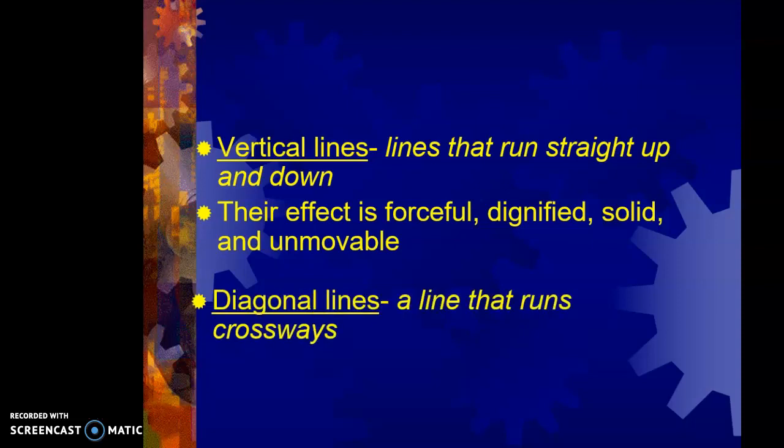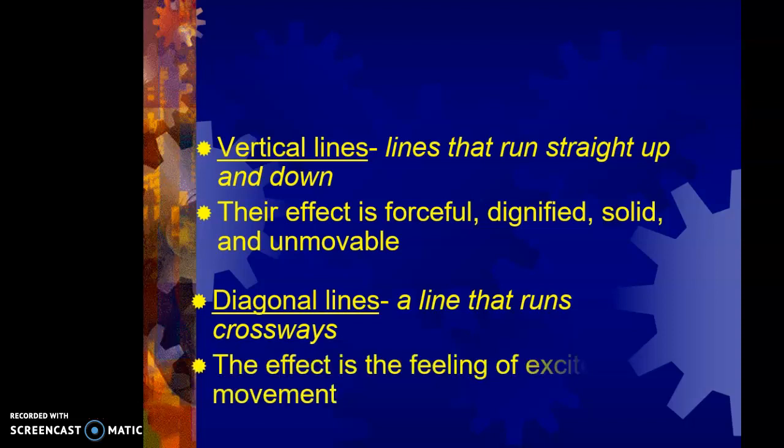Okay, diagonal lines are lines that run crossways. These have the effect or feeling of excitement, movement. Imagine a motorcycle racing around a track, the angle at which that goes, it kind of turns on its side. I think of my daughter's dog when she's running out in the yard.